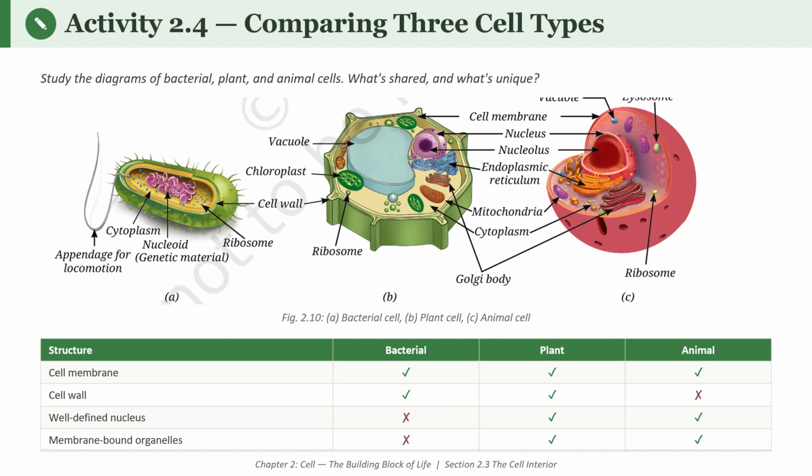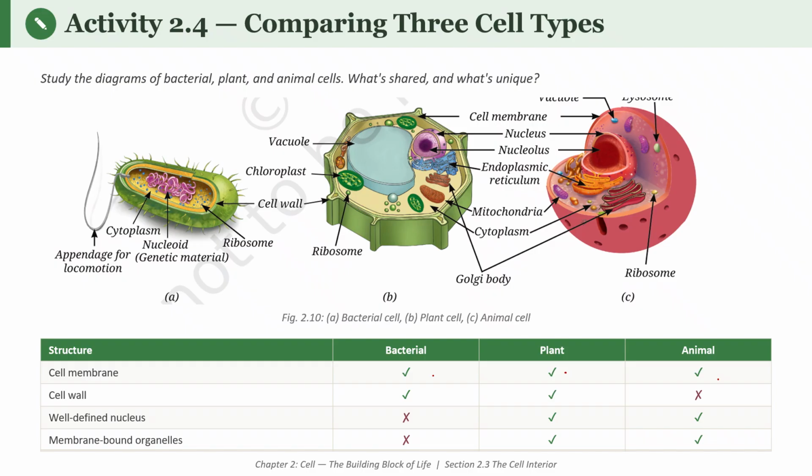So what are the common structures here, children? I have tabulated them in the table. What is common here? All three contain a cell membrane, right? Yes. And all three contain cytoplasm. Yes, of course. All three contain genetic material. Yes, of course. And then what is the difference between them?